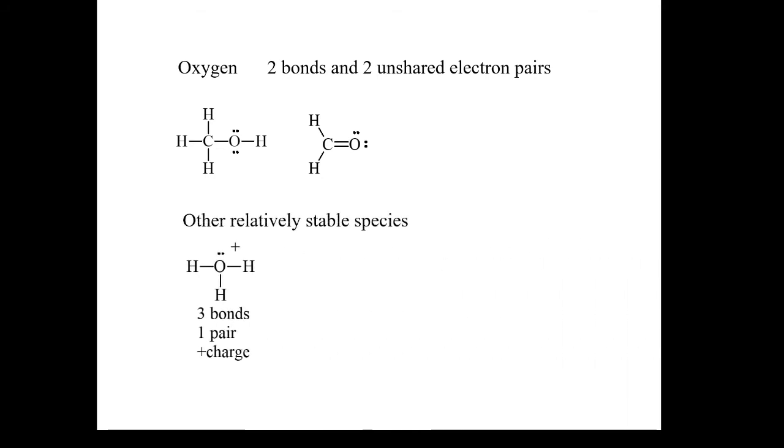Oxygen loves to have 2 bonds and 2 unshared pairs. Like here or here. But we can also see oxygen as hydronium, which we've seen in the past as an acid. We could see it as hydroxide with a negative charge on it, but the octet, unlike the carbocation, is completed here. Still have the octet like the carbanion, negative charge, not as stable as everything bonding.